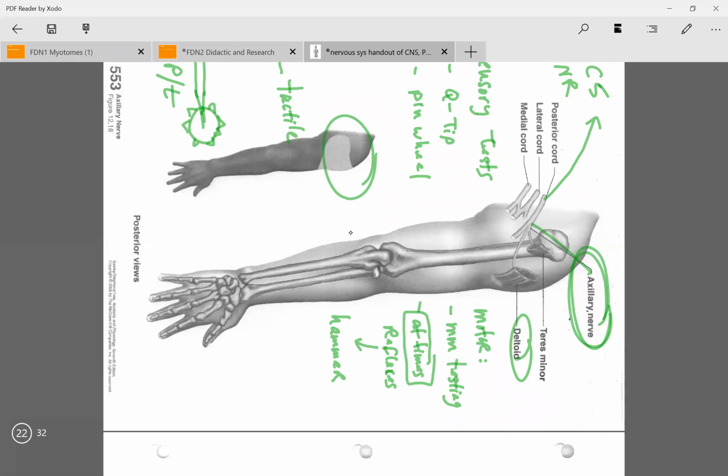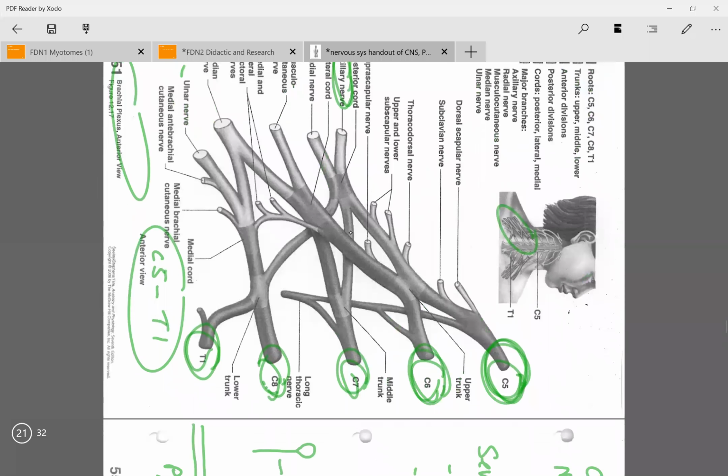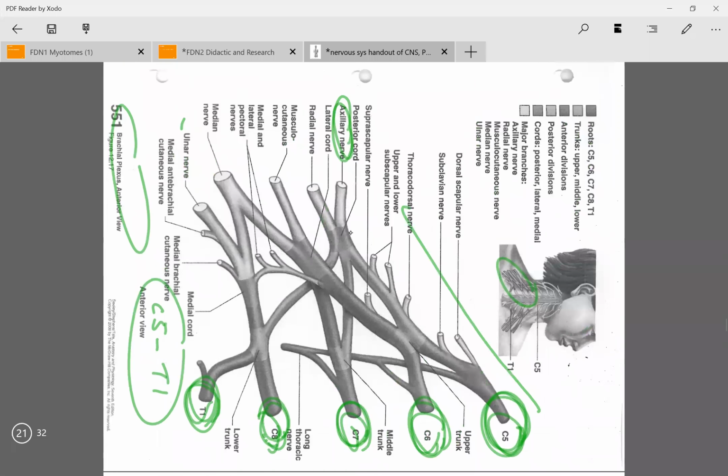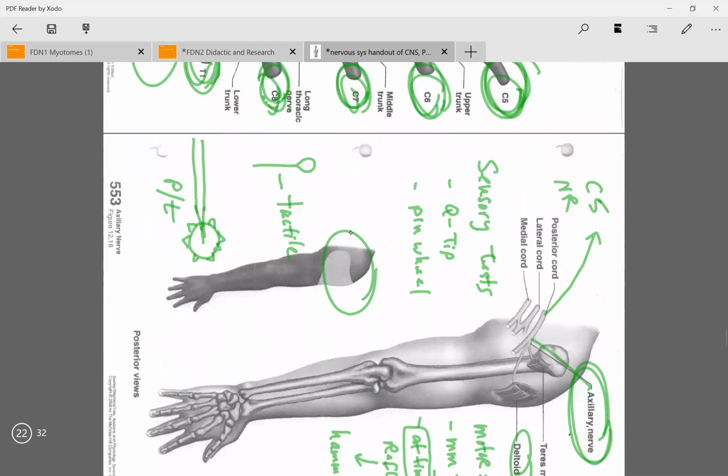Also make sure you know the difference between nerve root and peripheral nerve. The nerve root is here: C5, C6, C7, C8, T1. As you move away from the cord, it turns into a peripheral nerve: axillary nerve, radial nerve, musculocutaneous nerve, median nerve, ulnar nerve. We're going to be looking at these in the upper extremity and the lower extremity. So we're starting with the axillary nerve.